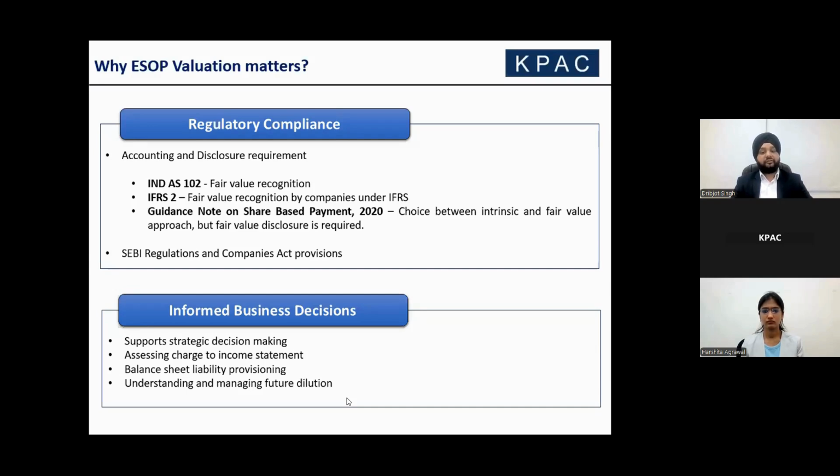Beyond compliance, ESOPs also play a crucial role in informed business decisions. They impact the company's financials, so understanding how they affect the P&L, balance sheet, provisioning, and dilution is crucial for leadership. Now that we understand the significance of ESOPs, let's take a look at their life cycle.